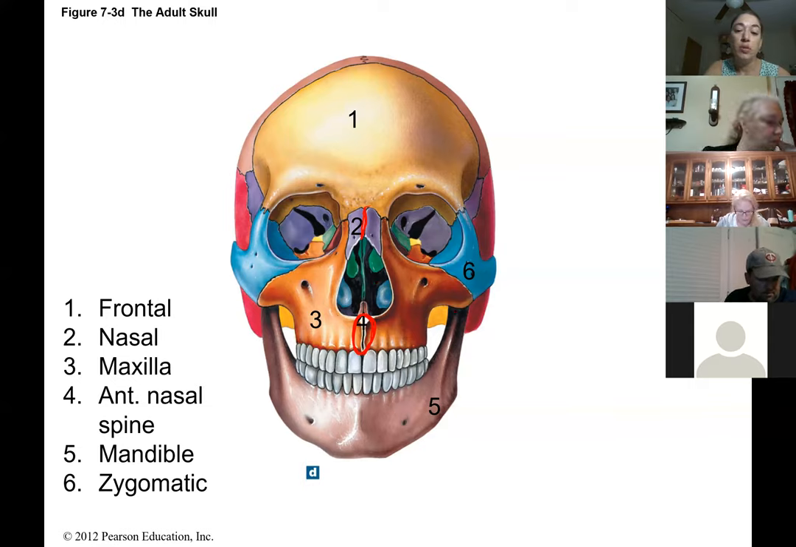Then we have our mandible or our jawbone, this whole lovely section here. And then our zygomatic bone, number six, cheekbones.